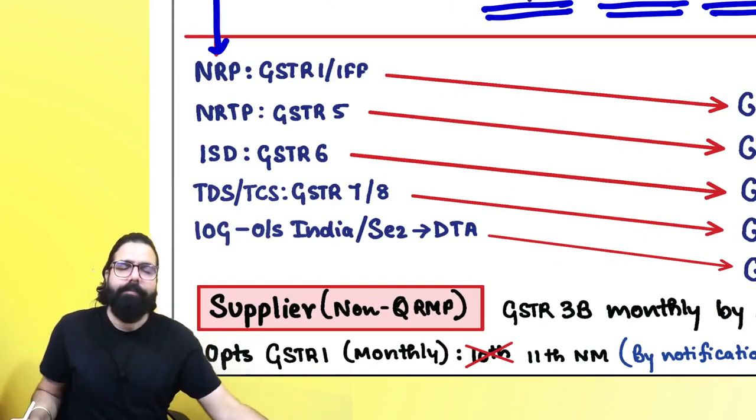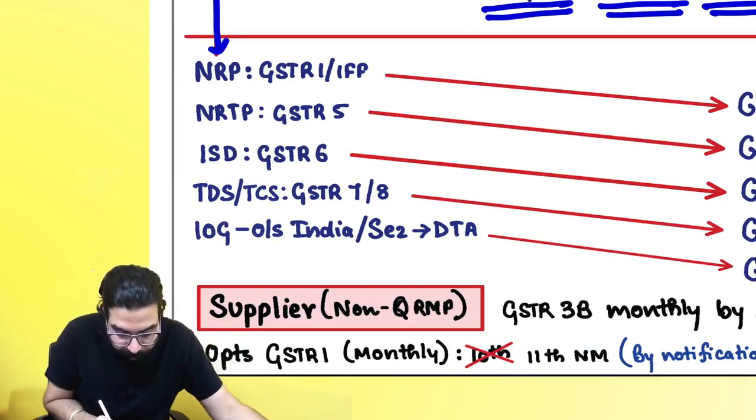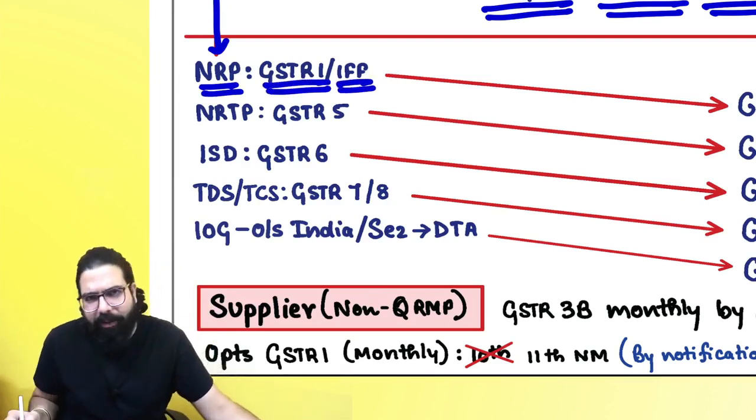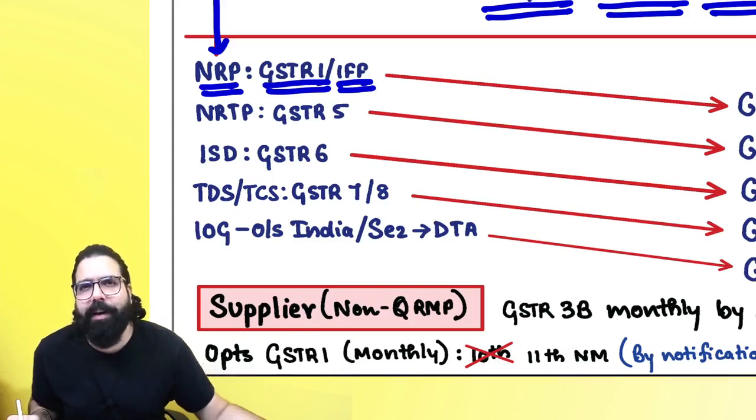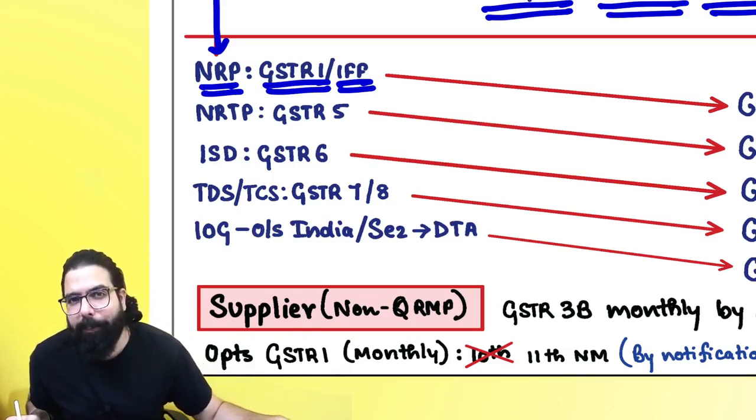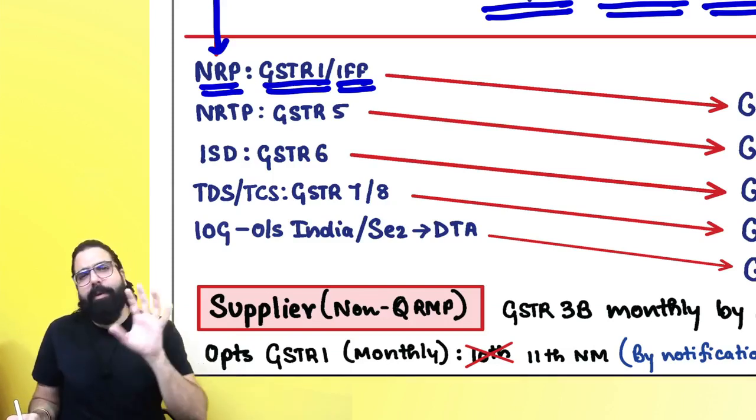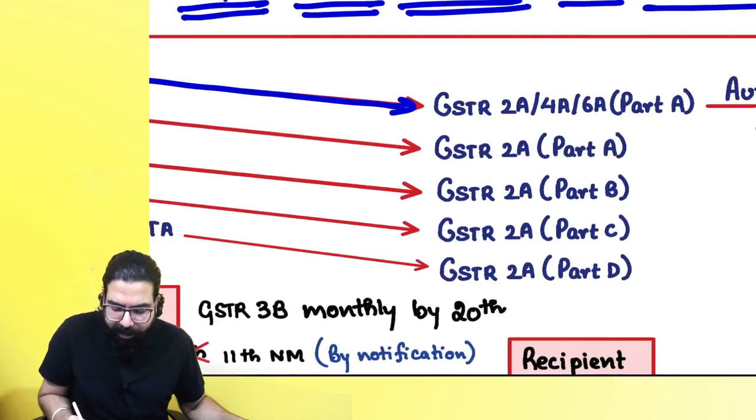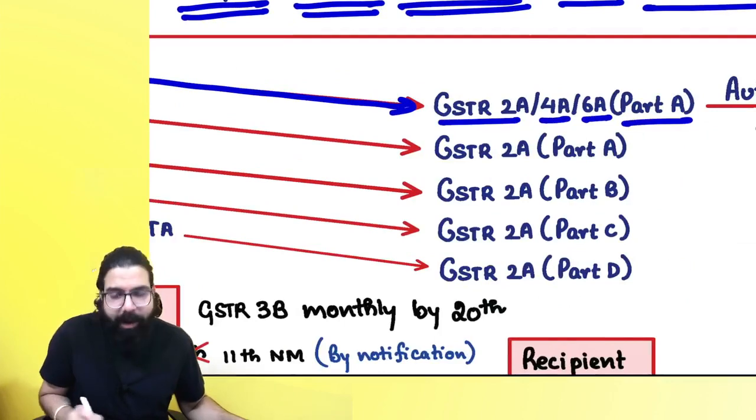Everyone over here, if there is a normal registered person, he will file GSTR 1 or he will use the invoice furnishing facility. If he is a person under the quarterly return monthly payment scheme, then he will use the invoice furnishing facility, and the details will come in your GSTR 2A, 4A or 6A part A.